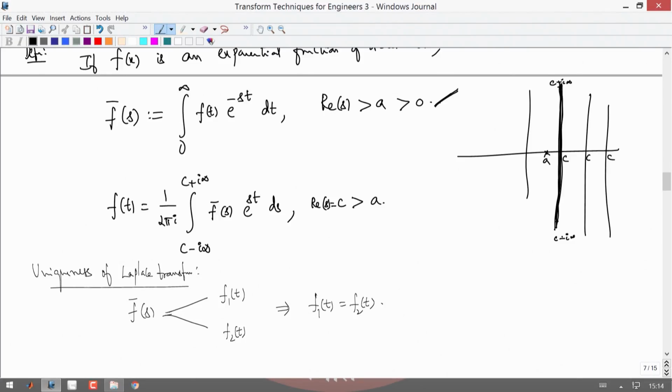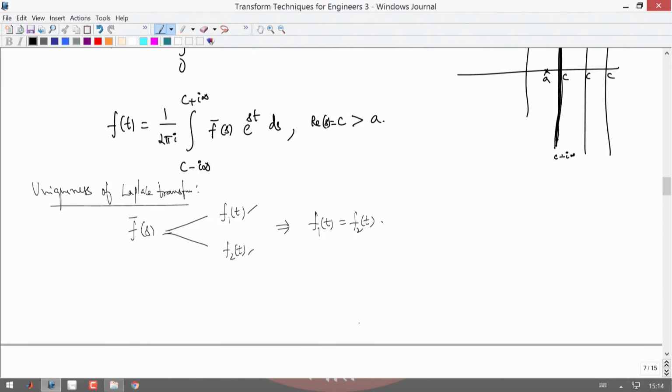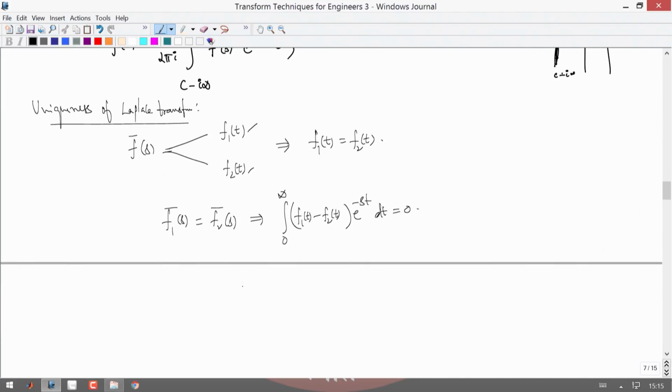So if you take two different functions, if they are smooth continuous functions, you can easily see this, because if f1 bar of s is the same as f2 bar of s, that implies the integral from 0 to infinity of f1 of t minus f2 of t times e power minus st dt equals 0. And then that implies the inverse Laplace transform of 0, the right hand side, is equal to f1 of t minus f2 of t.